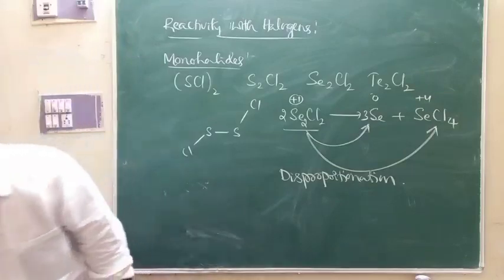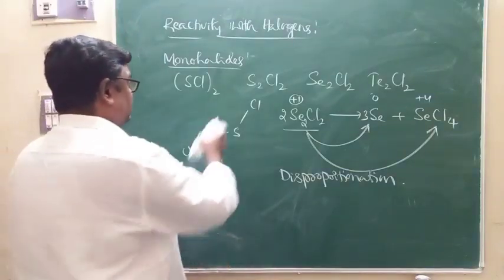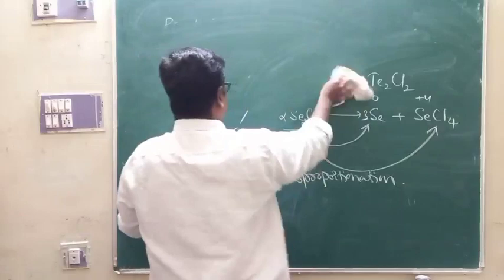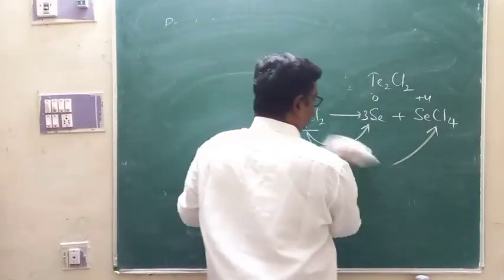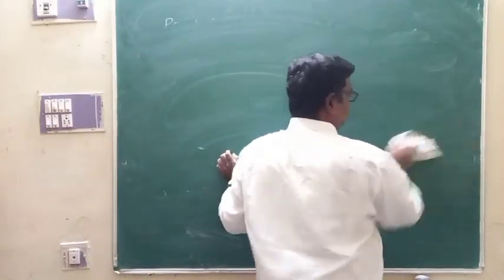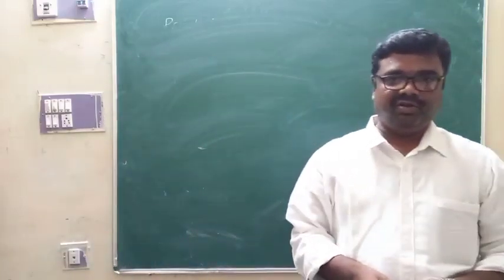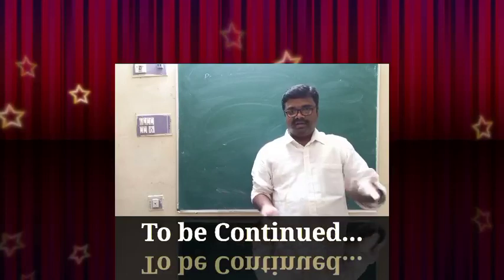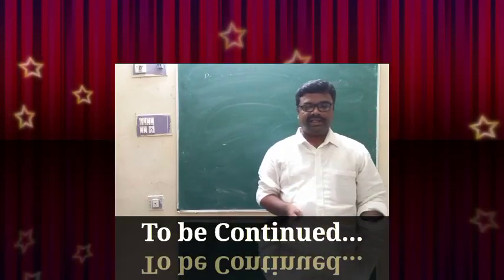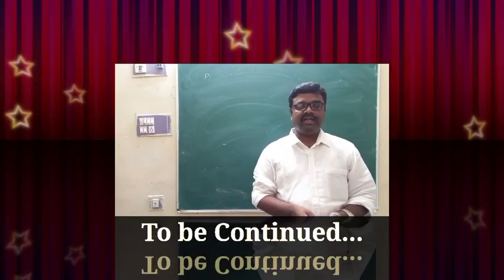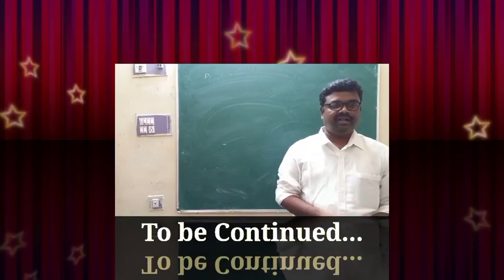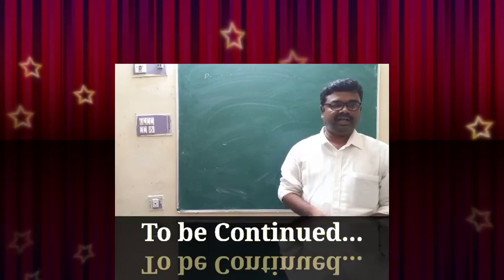So that's all about the reactivity of group 16 elements with halogens. Okay now. So in the next video we'll see remaining aspects of the group 16 elements, like the individual discussions will start: oxygen, ozone, sulfur, and the compounds of sulfur. Okay now, that we'll see in the next video. Okay now, thank you, right?